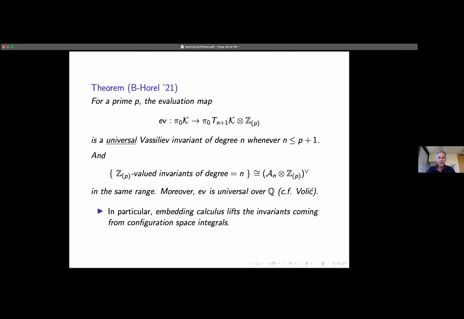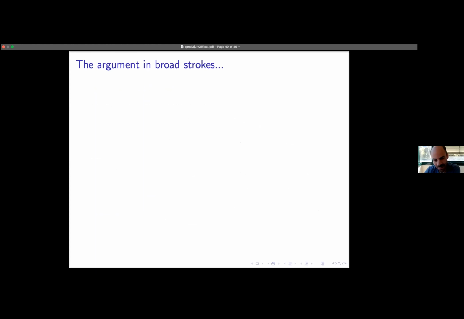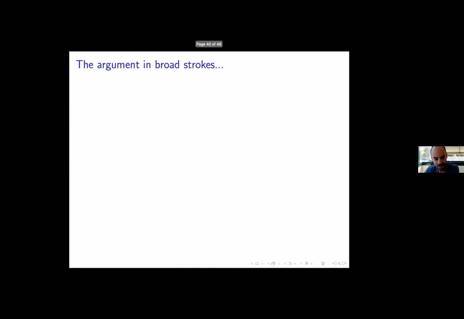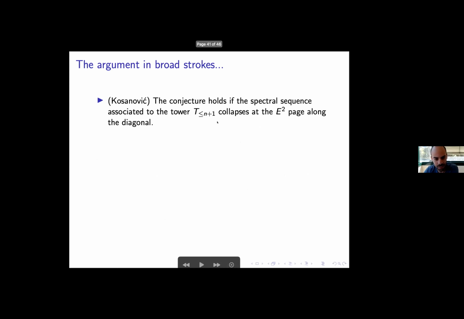Yes, one. Okay, so I'll give you a very brief idea. This embedding calculus is a more general method than just for knots, and the sort of argument that we use could be used in other settings. But let me just tell you very briefly what the idea is.